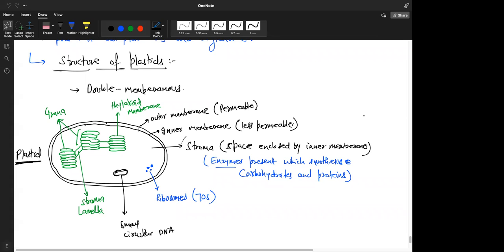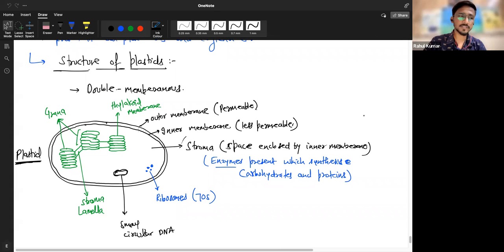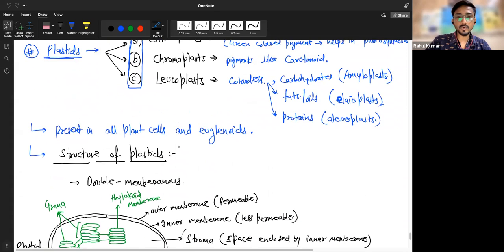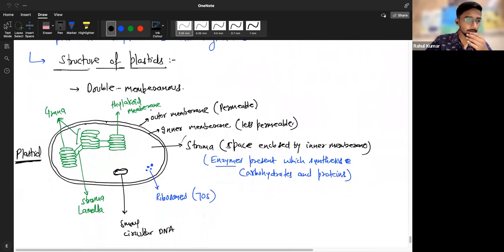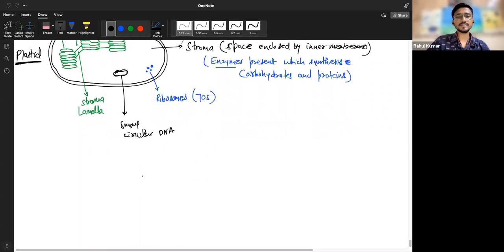Yeah. So go through the NCERT. I think the NCERT is very thorough with this plastid thing, and make notes, written notes. So I told you about types, and I also told you about the structure. Okay, some important things that you should know. I told you it has smaller circular DNA, ribosomes, stroma, lamellae, inner membrane, outer membrane, everything. Okay, cool. So this was plastid.